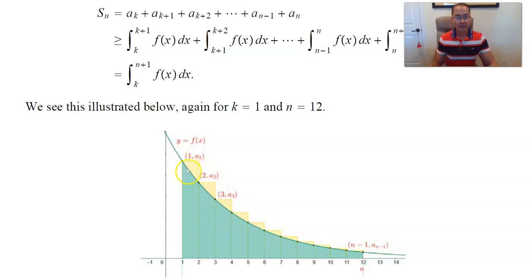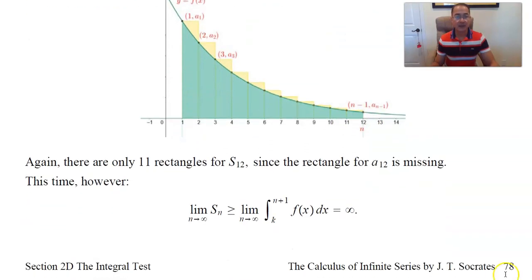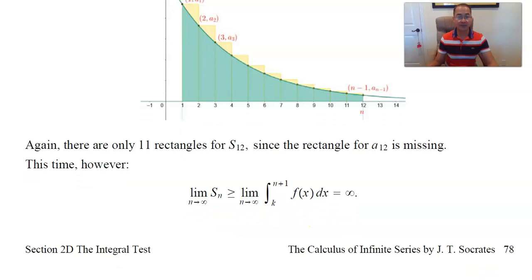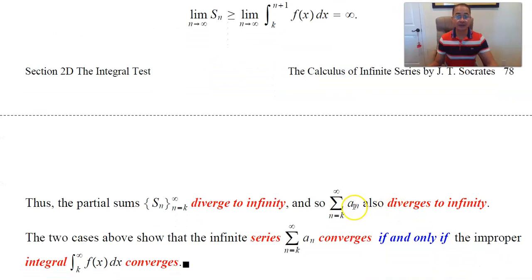All right, so now these rectangles are bigger than the definite integral from 1 all the way up to 12 of our function. We can see now that the partial sums are at least the integral from k to n plus 1. If we take the limit as n approaches infinity, this goes to infinity, so therefore Sn must also go to infinity. So therefore, our infinite series must also diverge to positive infinity.